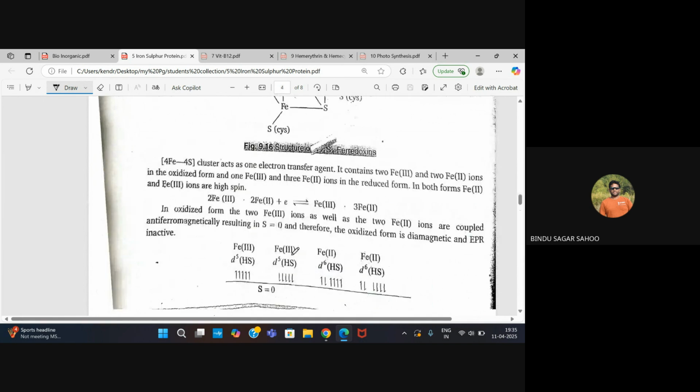But when you see here the reduced form, in the reduced form there will be addition of one electron. When there is addition of one electron, this Fe3 will get converted to Fe2. You can see it in the reaction. This is the oxidized form, and 4Fe-4S is a one electron transfer agent.